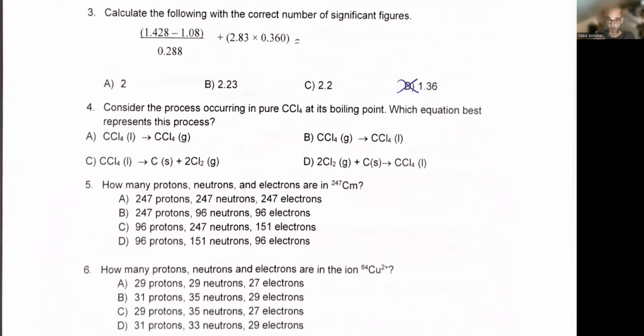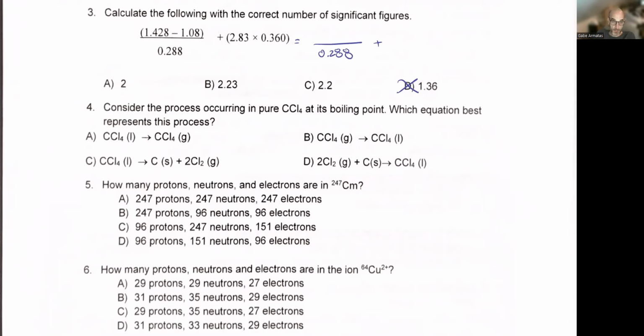We always follow PEMDAS. I always want to do the parentheses first. I can do both parentheses at the same time here because they're going to be independent of one another. So I'm going to rewrite everything else, 0.288 plus, and then whatever that is.